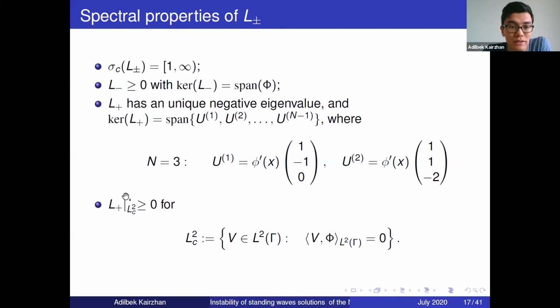And for L plus restricted to the constrained space, if you restrict L plus to the orthogonal complement of phi, then L plus is a non-negative operator. That's because if you apply the constraint, the negative eigenvalue will increase, and to make sure that it just passes through 0, you apply the so-called Vakhitov-Kolokolov criterion. We're not going to show it here, but it was proven that it all works and it's positive.